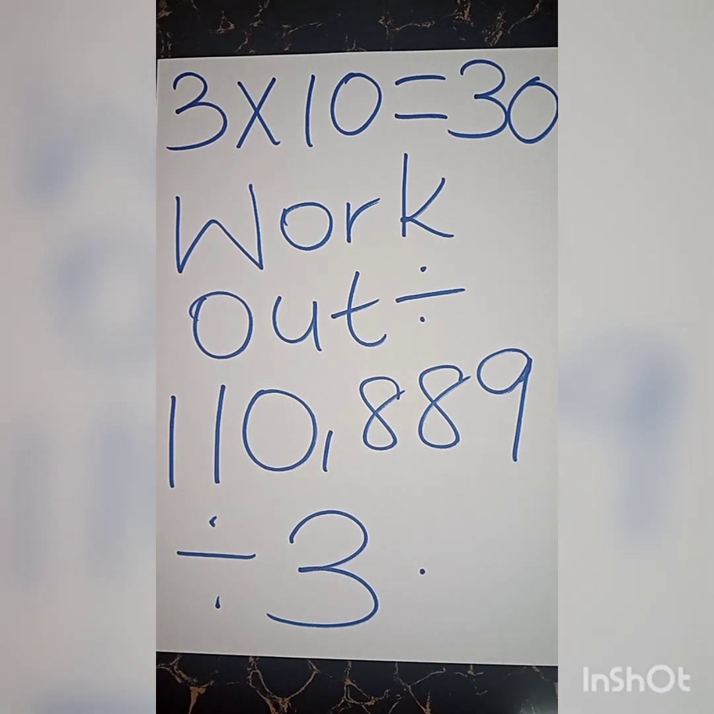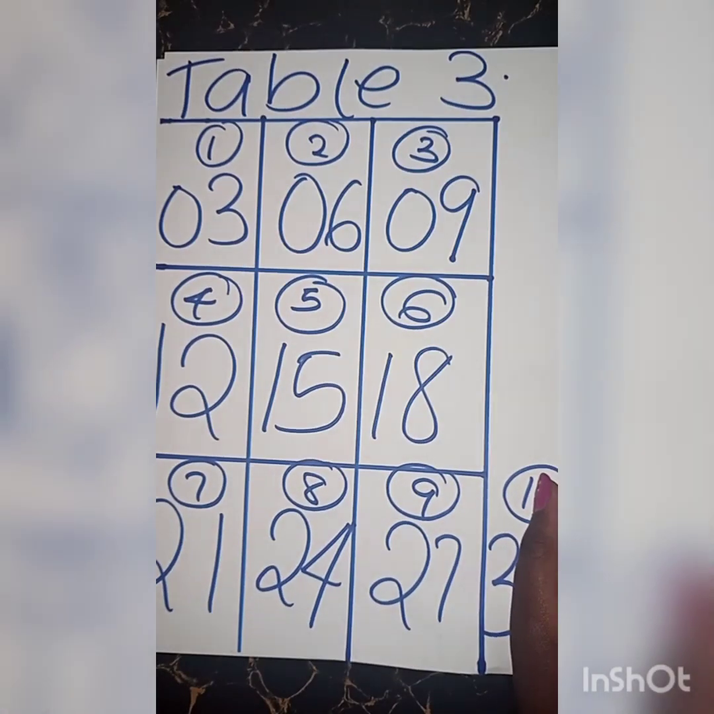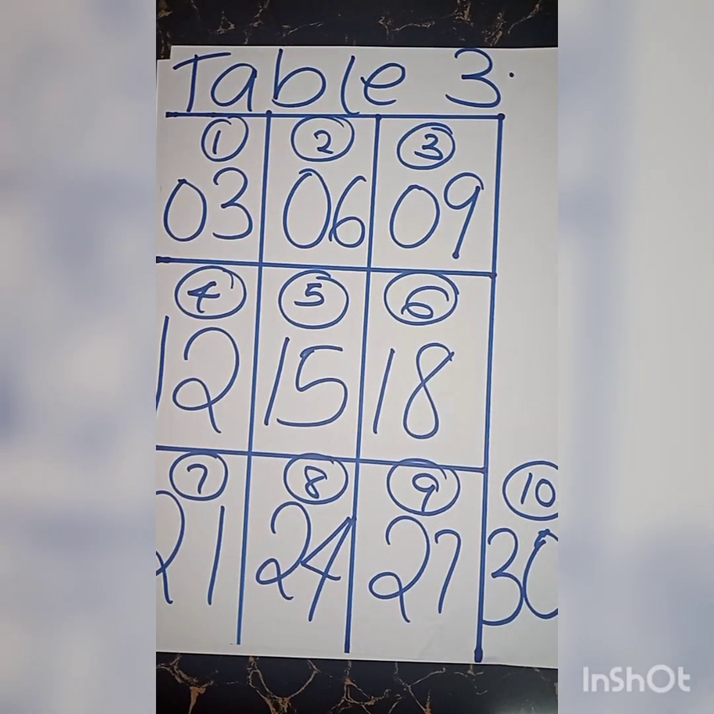This, divide by 3. Okay? So when you see this question, what's the first thing that should come to your mind? When you see a question like this, you should automatically know that you need to know table 3. Okay? Which we did in our last lesson. Yes, this is our table 3. We covered that in our last lesson, so I won't repeat. Now that we know table 3, we can easily answer the question.